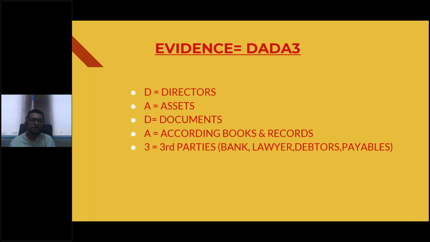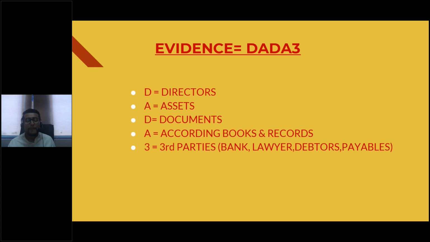The second last thing in the DA3 is called A for accounting books and records, such as sales day book, purchase day book, most importantly cash day book, non-current asset register, the sales return day book, all those kinds of books and records. These are all sources of evidence. Last, DA3, the last element is called third parties.